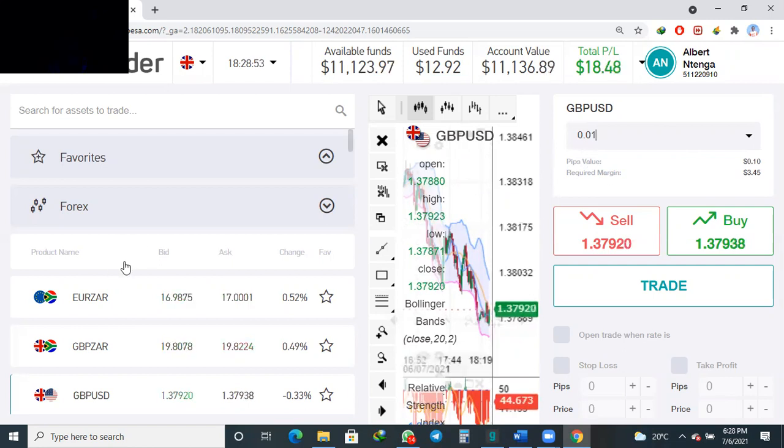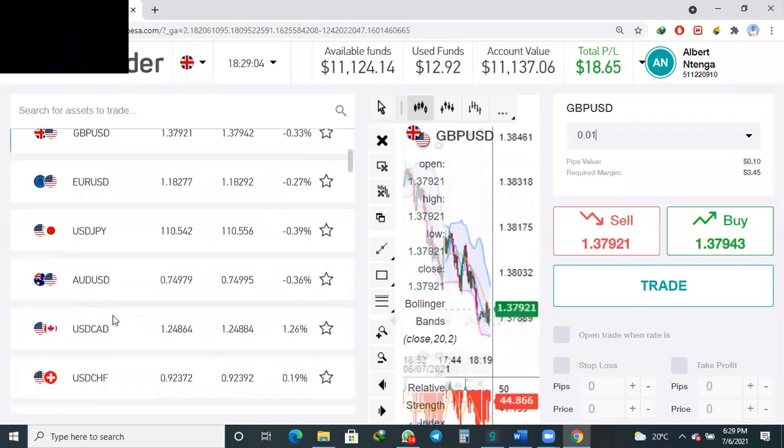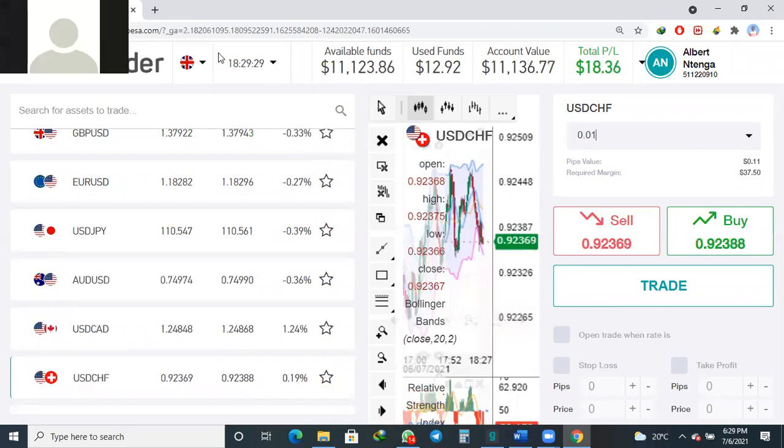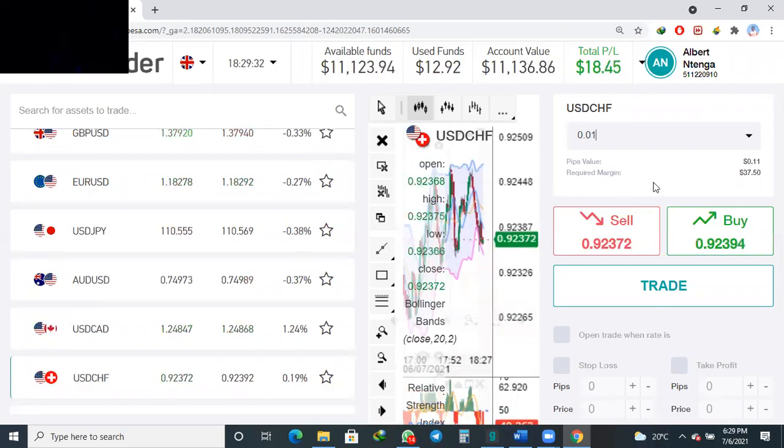Now, I've just remembered something. I've told you, once you place your lot size, always check the required margin of that specific trade. There's a trade that, even if I send you the dollar Swiss franc, this one, let me just place the lot size at 0.01 as I have told you. Now, can you see the required margin of that trade? Mike? Yes. Just read out the figure.